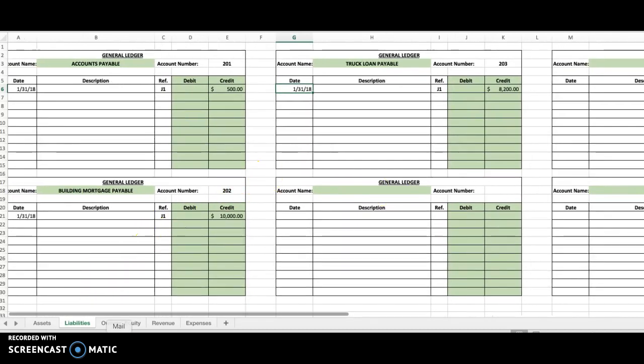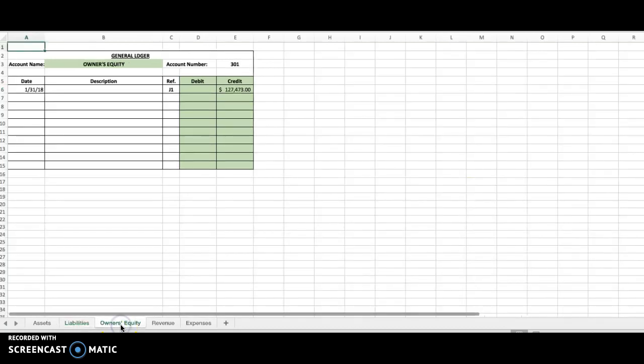So these are liabilities. Going back down to the tab at the bottom, let's go to the next one, owner's equity. This is showing us the value of the business. Owner's equity, the value of the business as of January 31st, 2018 is this amount, $127,473. And that came from Journal page 1, but this would end up being shown on the balance sheet, correct? And we'll show how that works much later, but that's the value of our business. Owner's equities have typically a credit balance.